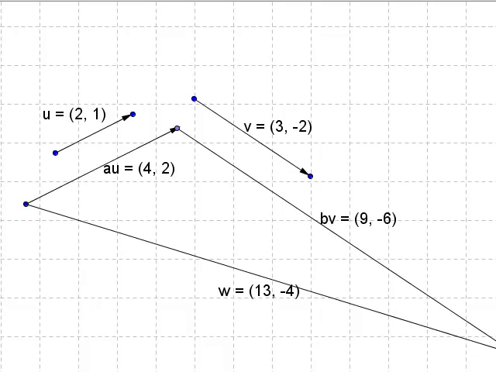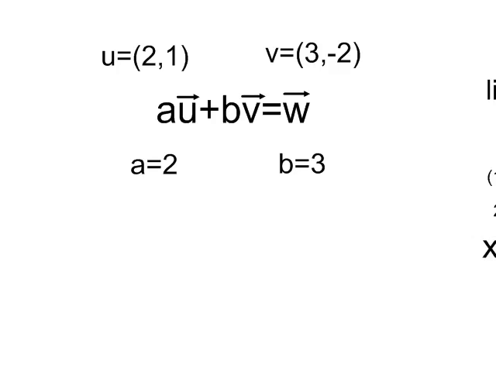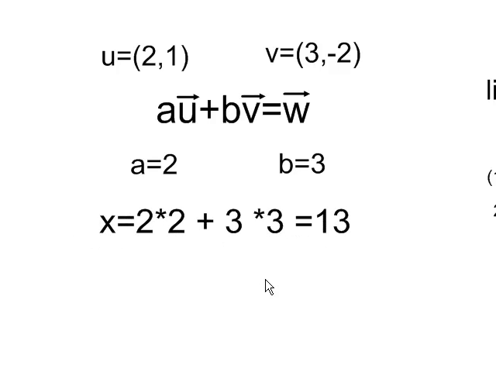Algebraically, how does that work? Also very straightforward. I can get my x value just by multiplying 2 times 2 plus 3 times 3, and I end up with 13. I can get my y value by multiplying 2 times 1 plus 3 times negative 2, and I end up with negative 4. Also very straightforward.